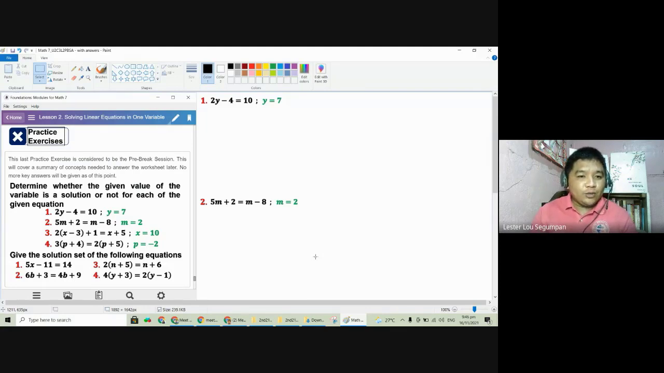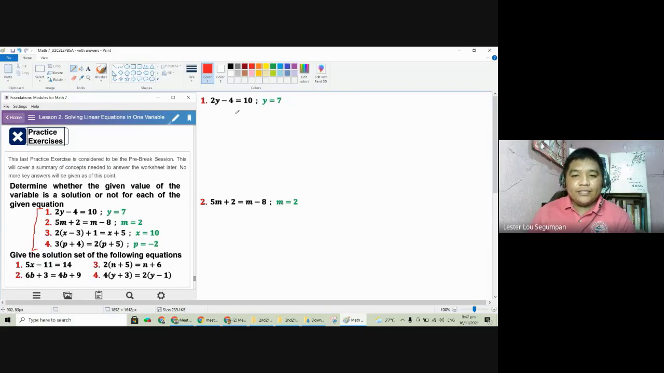Looking at the first group of our activity in this pre-break session, we determine whether the given value for variable y for number 1, m for number 2, x for number 3, and p for number 4 satisfies the equation, and then decide whether they are a solution or not. Again, let me repeat, a solution is a value of a variable which can make the equation true. Let's try number 1.